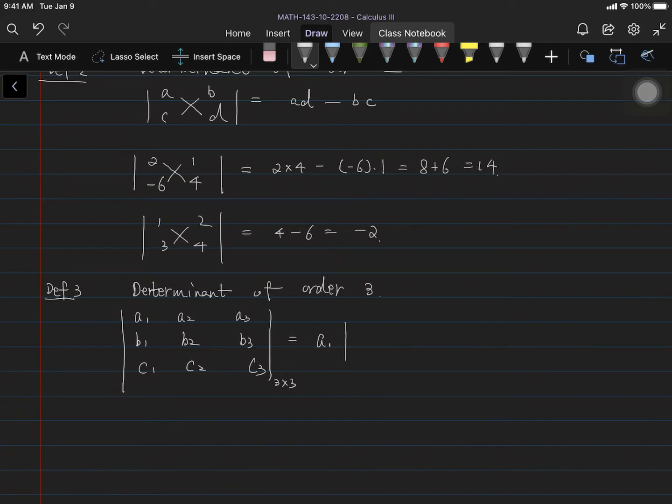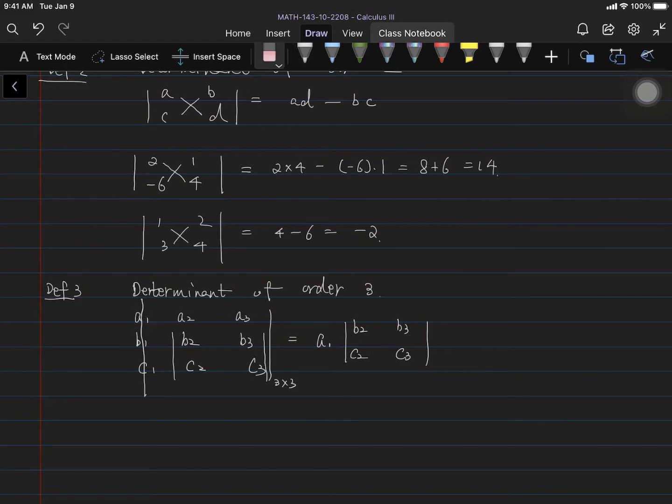a1 times the determinant of order 2. If we cross out the first row and first column, what is left? b2, b3, c2, c3. Okay.